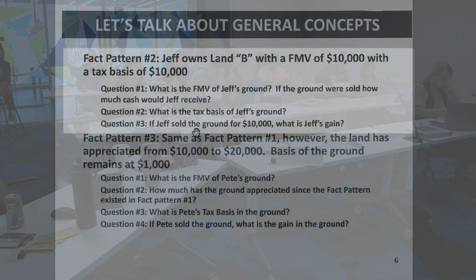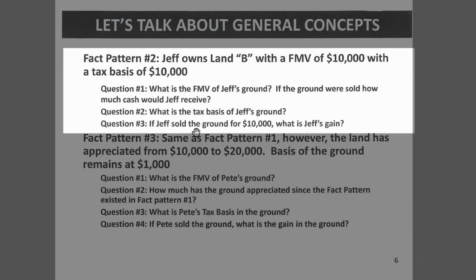Okay. Jeff owns land B with a fair market value of 10,000 with a tax basis of 10,000. So what is the fair market value? It's 10,000. If the ground were sold, how much cash would Jeff receive? 10,000. The tax basis of Jeff's ground is also 10,000. If Jeff sold the ground for 10,000, what is Jeff's gain? None. Zero.